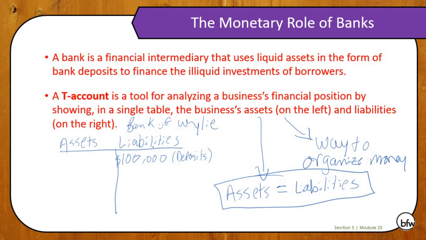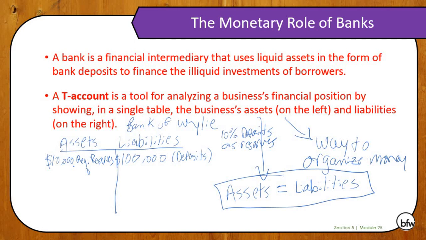Now, a bank in the United States must keep 10% of deposits as reserves, as cash. The other 90% they're able to loan out to people. So let's say we all go to the Bank of Wiley and make our deposits, and that totals up to $100,000. Well, that means that the Bank of Wiley must keep $10,000 in required reserves.